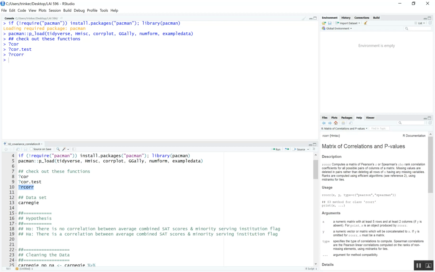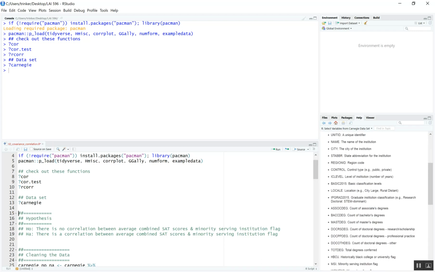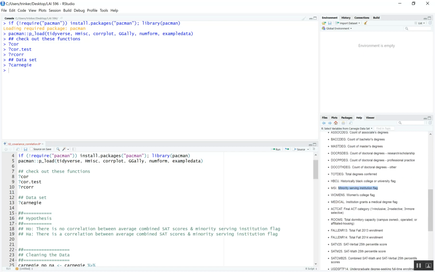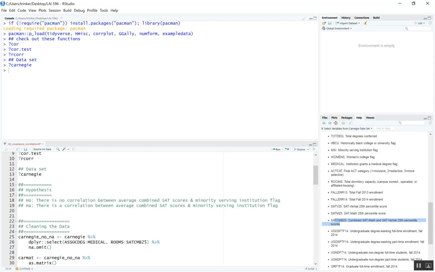Now, the hypothesis that we're going to test today is the null: there is no correlation between average combined SAT scores and minority serving institution flag. If you don't remember those variables from our Carnegie data set, there they are. And we'll scroll down a bit here until we get to the MSI minority serving institution flag. And if we scroll back up just a little bit, there's our combined math SAT verbal scores. And then, of course, the alternative is that there is a correlation between those two variables.